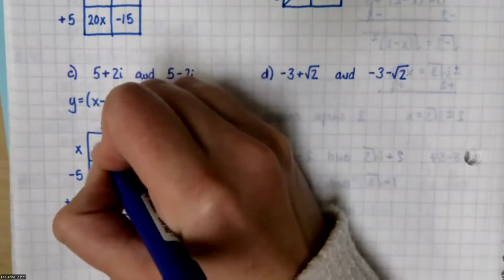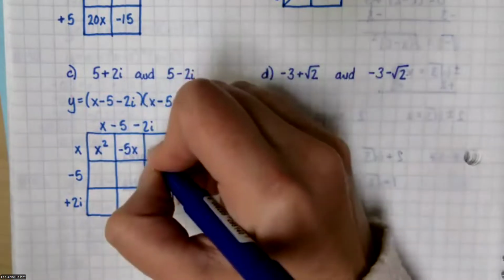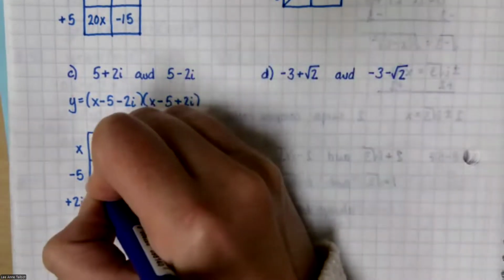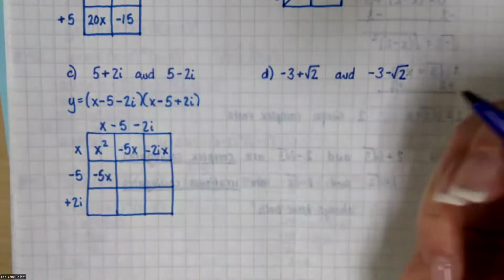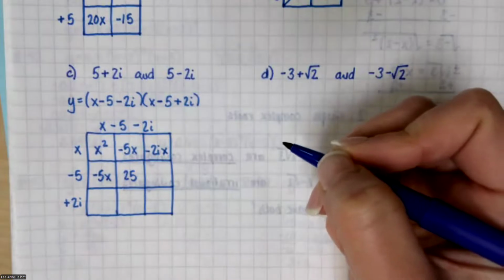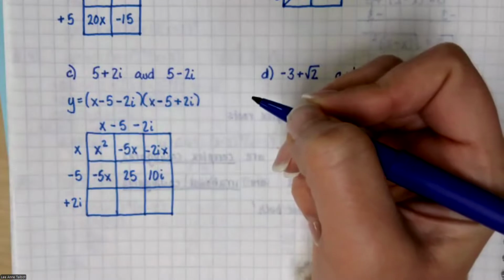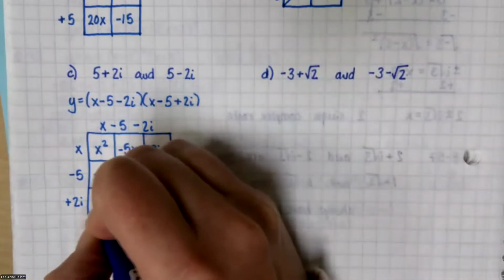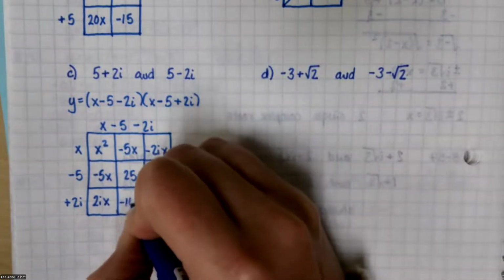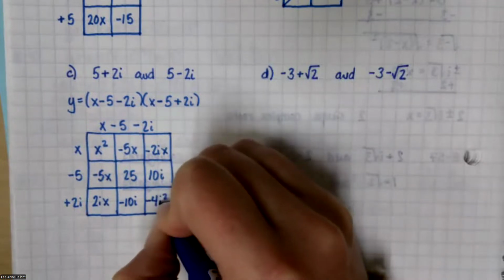So x squared, minus 5x, negative 2ix, minus 5x, 25, positive 10i, positive 2ix, negative 10i, negative 4i squared.